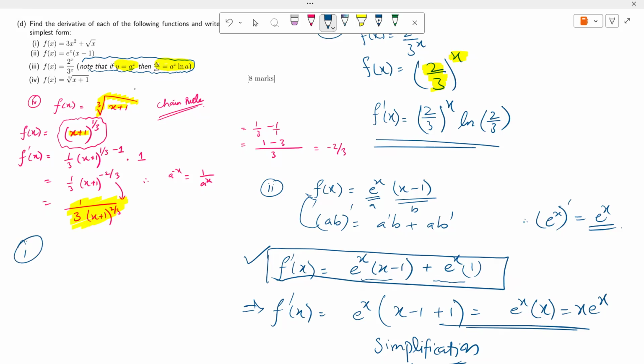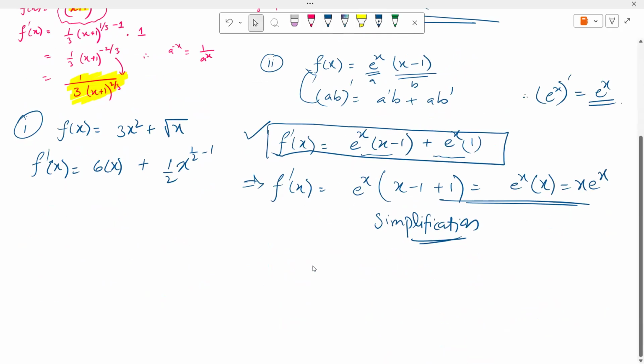Now let's do the first part. f of x equals 3x squared plus x under root. This is a simple power rule. The derivative would be 6x plus 1 upon 2 x to the raised power 1 upon 2 minus 1. I hope this makes sense, because x under root means x to the raised power of 1 upon 2. This is the simple power rule that we studied.